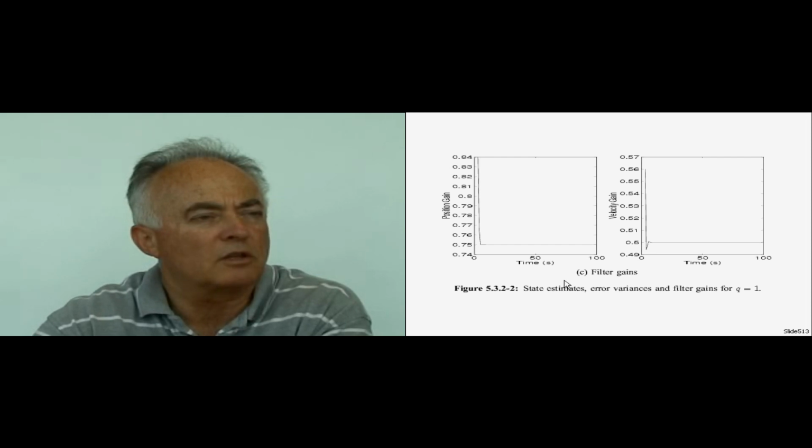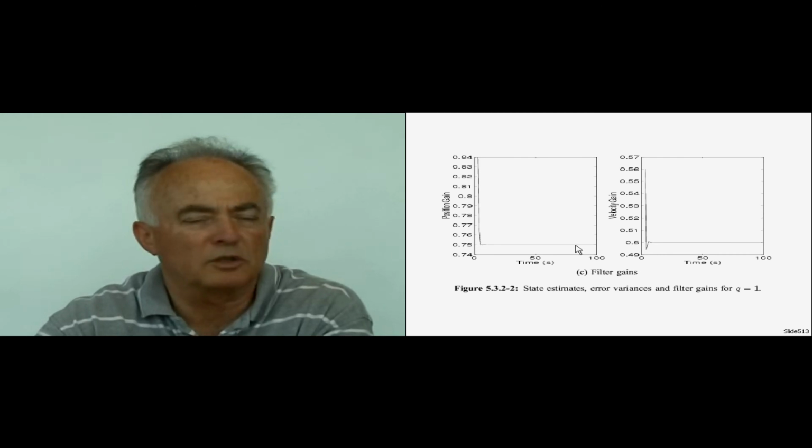The filter gain for Q equal 1. If Q equal 1, what we have now is the filter gain in position. This starts with some initial value, goes to steady state in a very modest number of steps. So pretty rapid convergence to steady state.